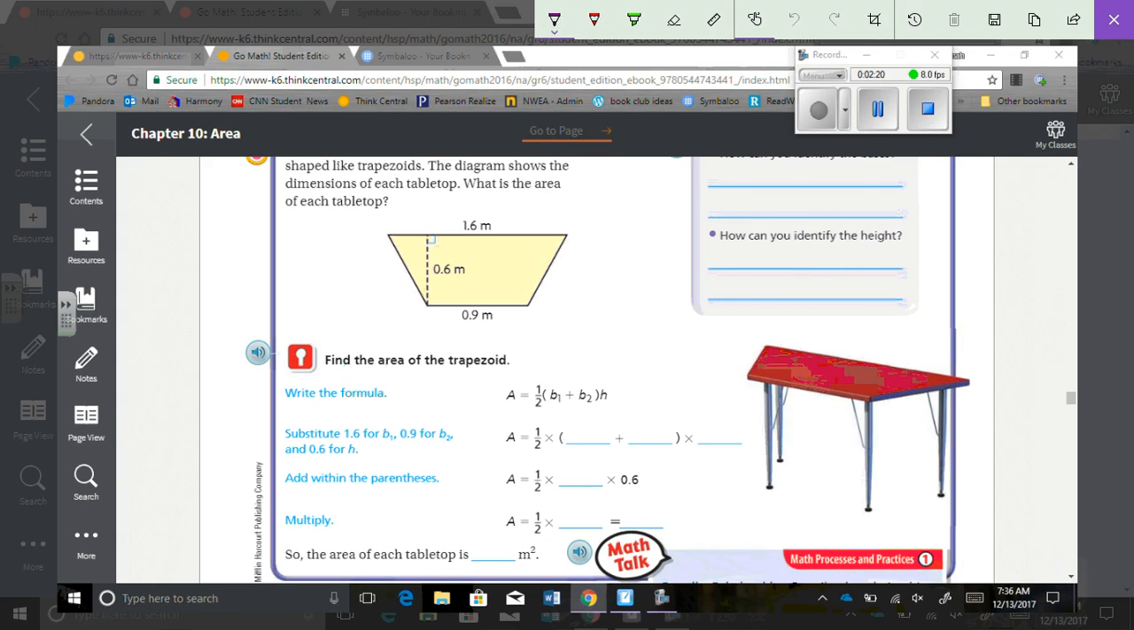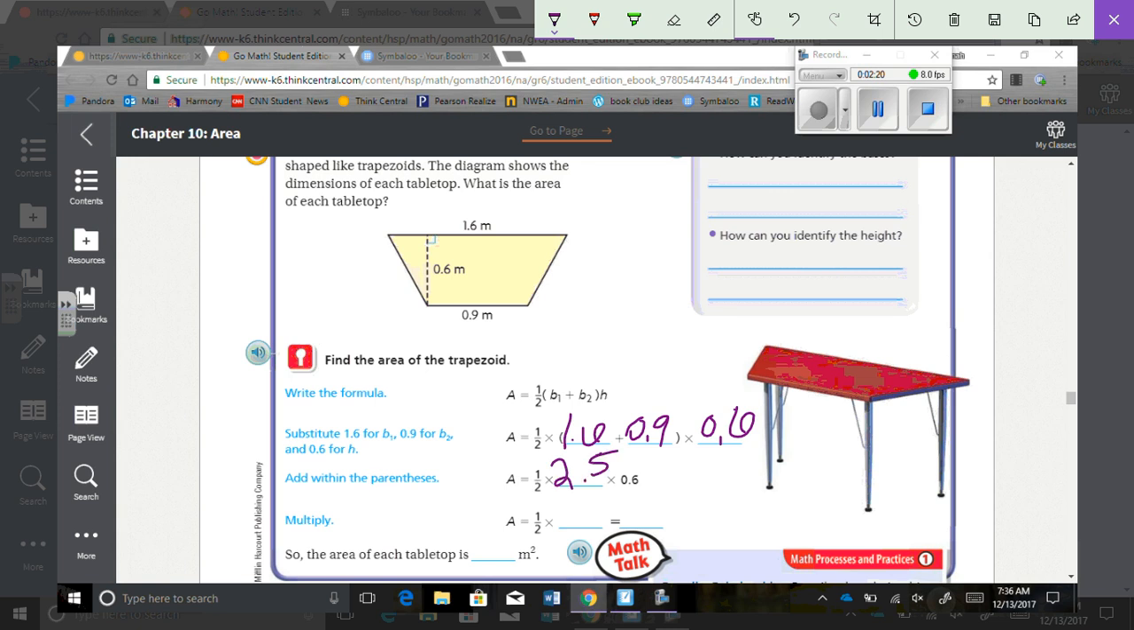So we're going to write the formula. A equals 1/2 B1 plus B2, which is base 1 and base 2, times h, which is height. So then we just substitute what we know. So we know base 1 is 1 6/10, and we know that B2 is 9/10, and our height is 6/10. So then we add within the parentheses. So we're going to add that 1 6/10 plus 9/10, which gives us 2 5/10.